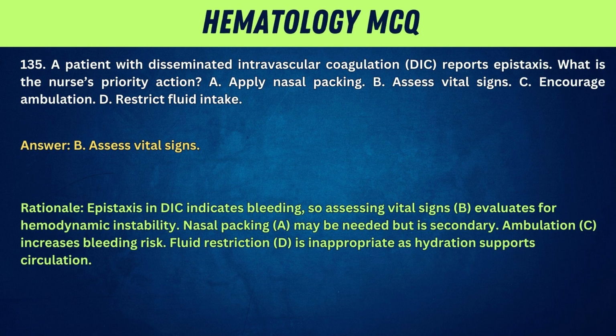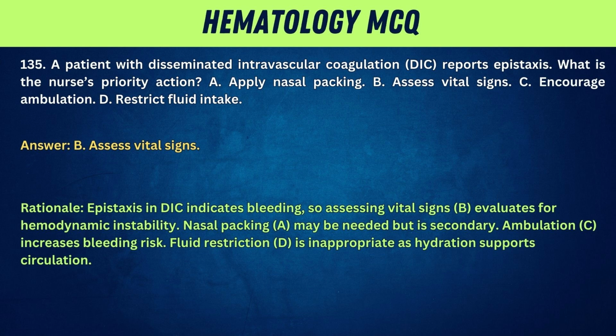135. A patient with disseminated intravascular coagulation, DIC, reports epistaxis. What is the nurse's priority action? A. Apply nasal packing. B. Assess vital signs. C. Encourage ambulation. D. Restrict fluid intake. Answer: B.